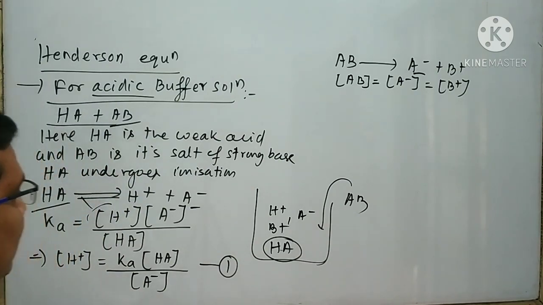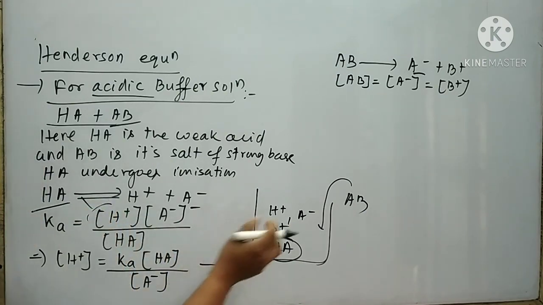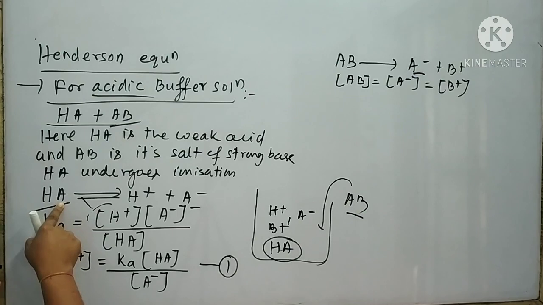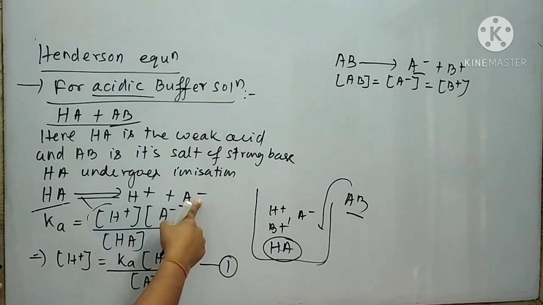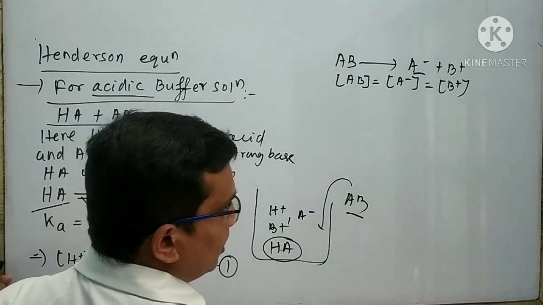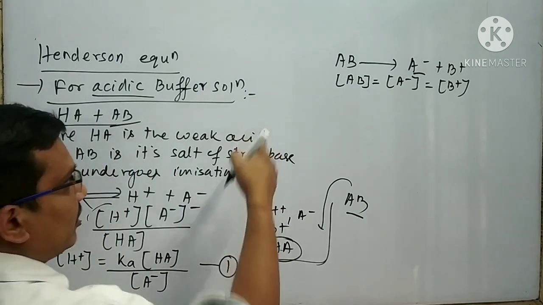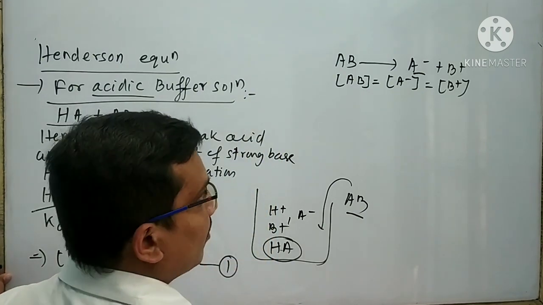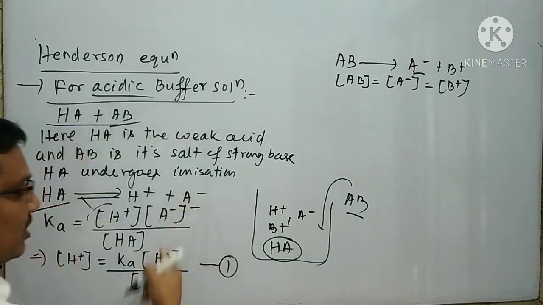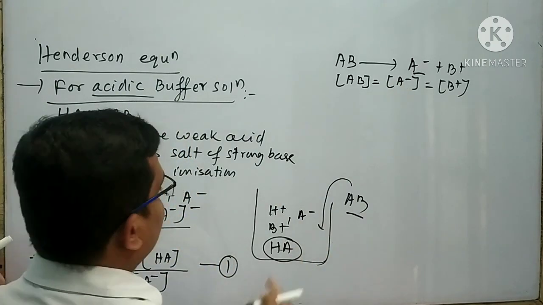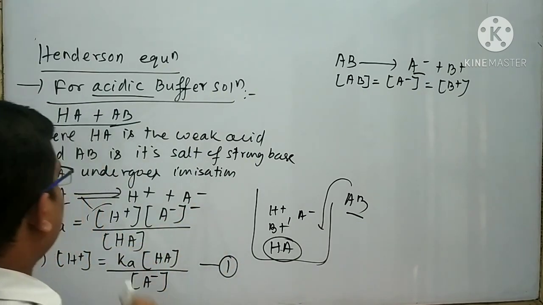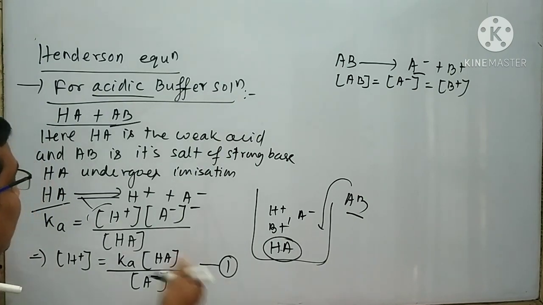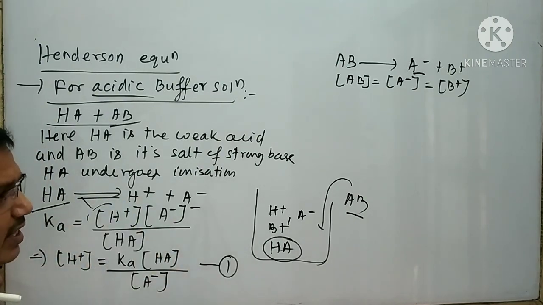Due to dissociation of AB, the concentration of A minus ion goes on increasing. Now apply the Le Chatelier principle here. When the salt AB is added to the HA, the concentration of A minus ion goes on increasing due to the complete dissociation of AB, because AB gives A minus plus B plus, and here A minus is the common ion. As a result, the concentration of A minus ion increases after the addition of salt AB to the weak acid HA. Initially HA does not undergo complete dissociation.